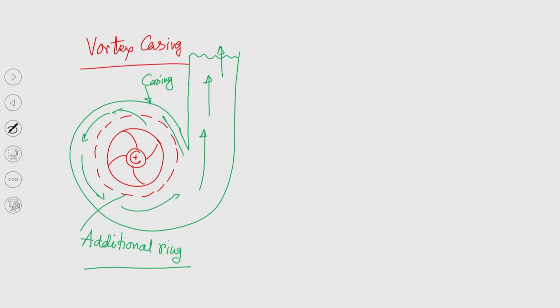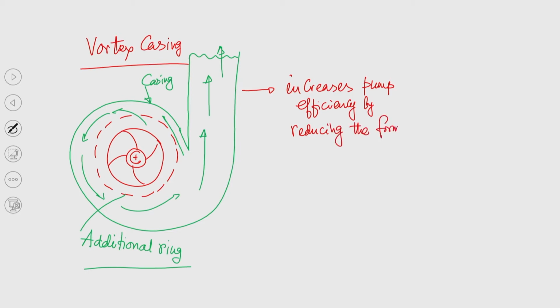So, the special feature of the vortex casing is that it increases pump efficiency by reducing the formation of eddies to the extent possible.